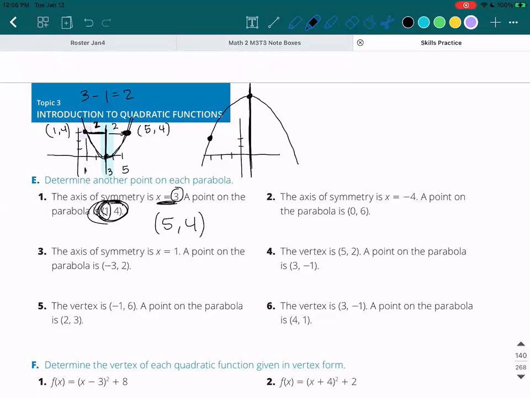So now we need to figure out the distance between this point that they gave us and our axis of symmetry. The axis of symmetry was x equals 1, and this point was -3, 2. So to find the distance, we can subtract the two x values. So we have a 1 as the symmetry line and the -3.